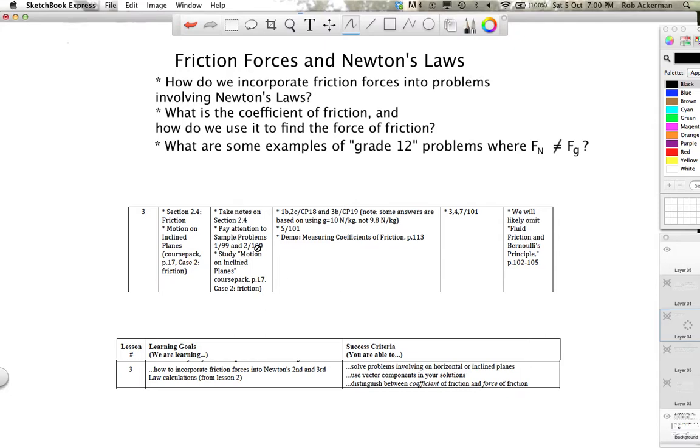So as usual, make sure you're taking some notes in the textbook as you go along and looking at those sample problems. Also, there's a reference to your course pack where we talk about inclined planes with friction this time. Some questions for you to try in class, and we're also going to do a little demo that is also found on page 113 of your text. Finally, a few questions for you to try at home.